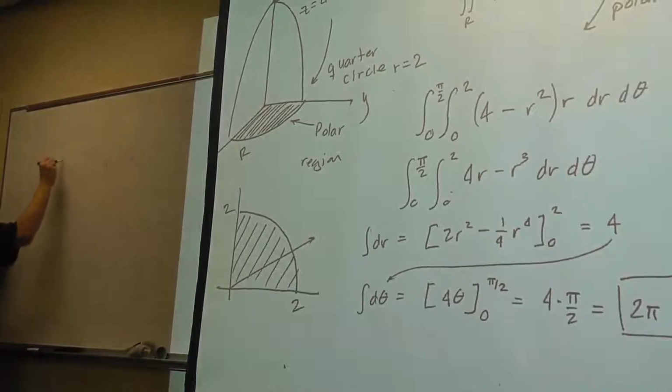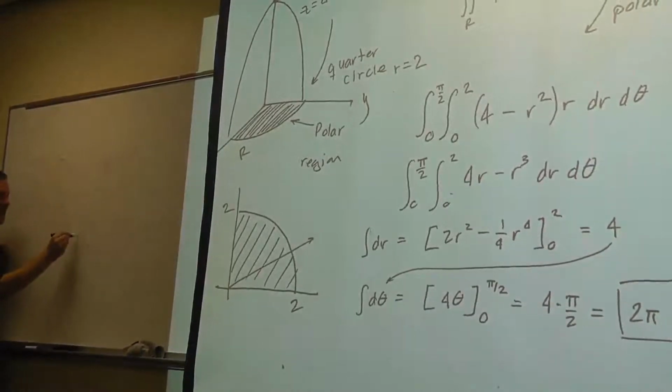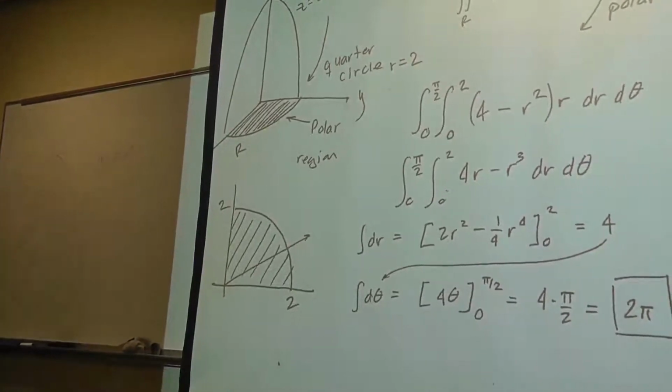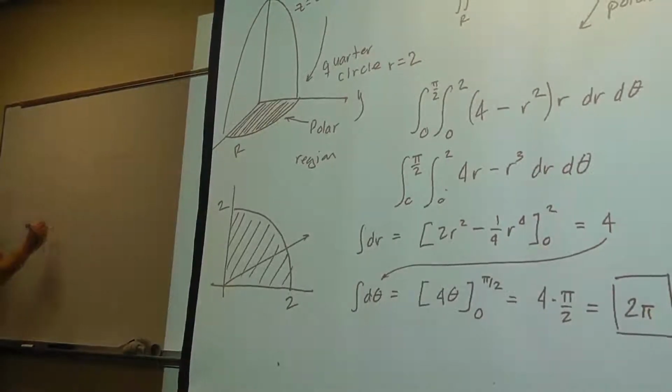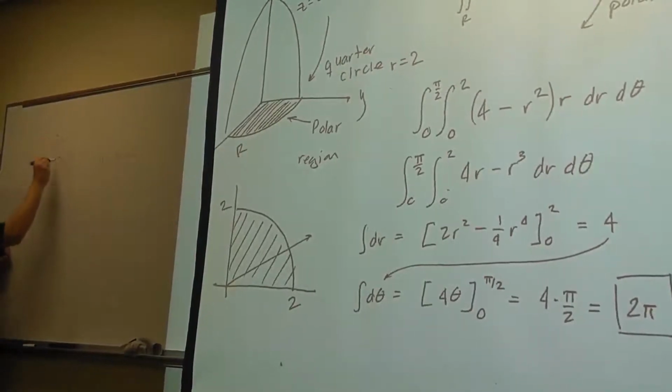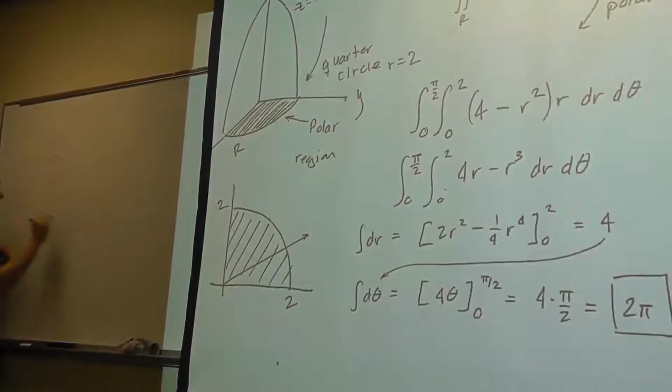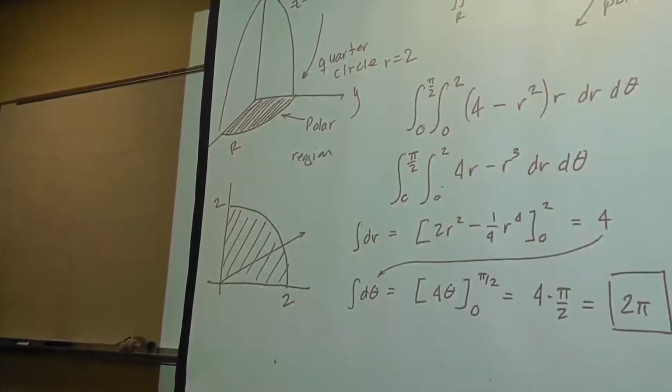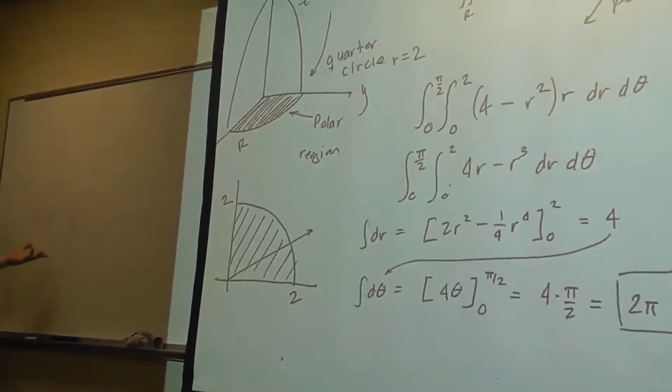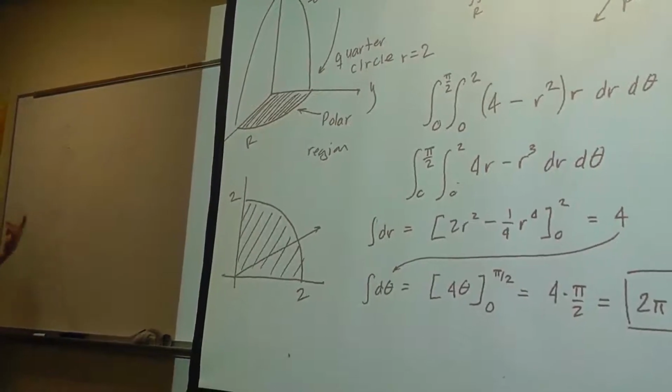4 minus x squared, which will produce a cross section that looks just like this parabola. Revolve that from 0 to 2 about the y-axis, and it produces a revolution solid. And you could use the disk method or even the shell method and get the volume using Calc 3 logic.